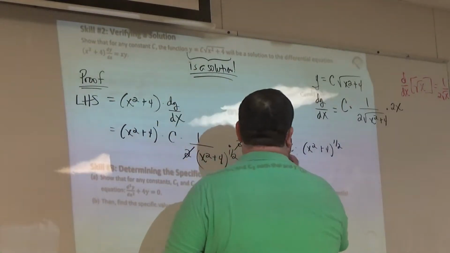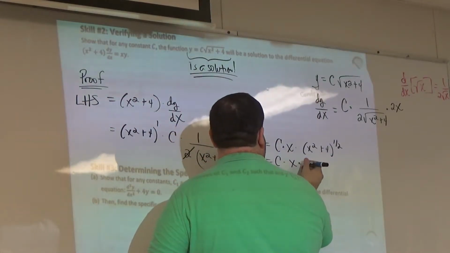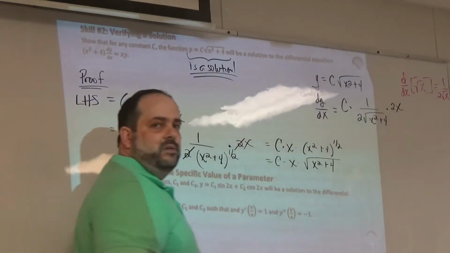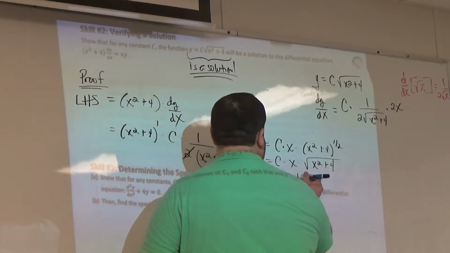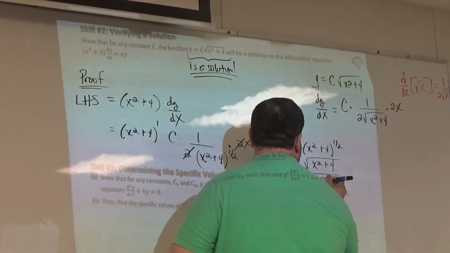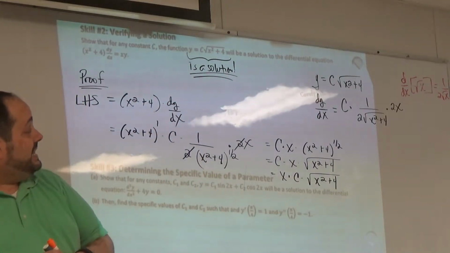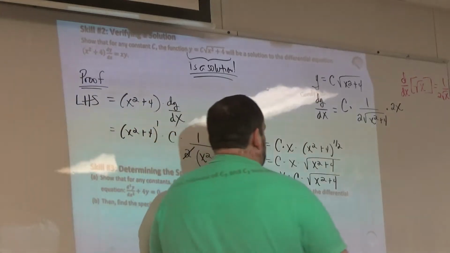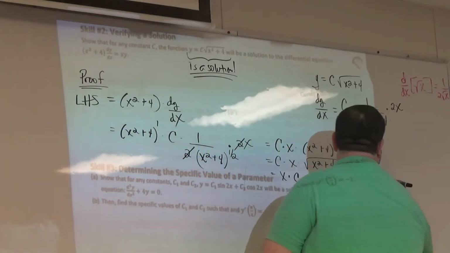Well, let's see, I've got c times x times all this stuff. Well, that's the same thing as c times x times square root of x squared plus 4. C times x is the same as x times c, so I'm just going to rewrite those. And that c times the square root of x squared plus 4 is the same thing as y, because that's where we started.